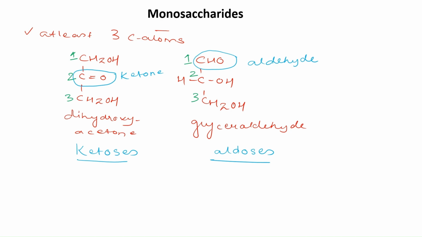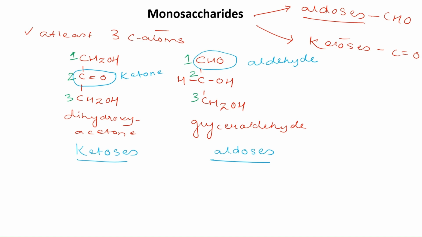Clear? So, on the basis of functional group, we can categorize monosaccharides into two varieties. One variety is aldoses and another variety is ketoses. Aldoses are those that contain the aldehyde functional group, that is CHO. Ketoses are those that contain the ketone functional group, that is C double bond O. Clear? If the functional group is a ketone group, then it will be categorized under ketoses. If the functional group is an aldehydic group, then it will be categorized as aldoses. So dihydroxyacetone is a ketose type of monosaccharide, whereas glyceraldehyde is an aldose type of monosaccharide.